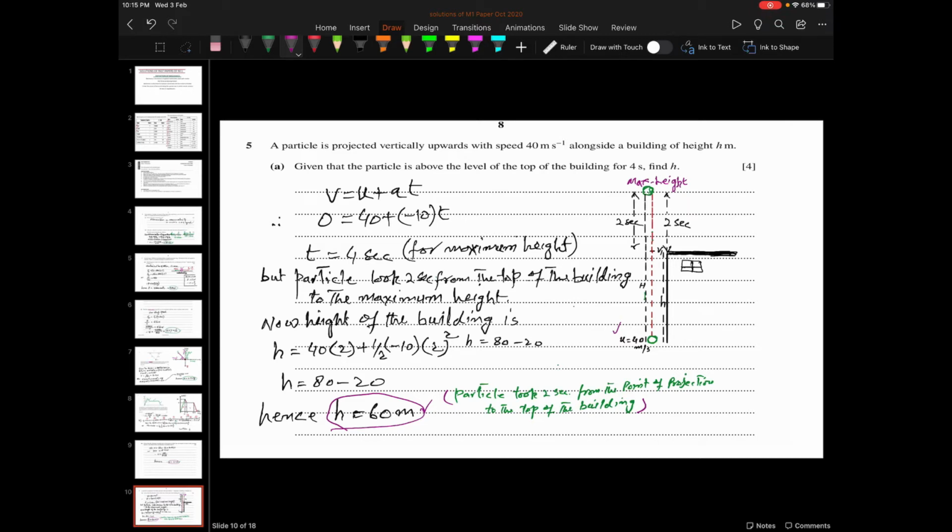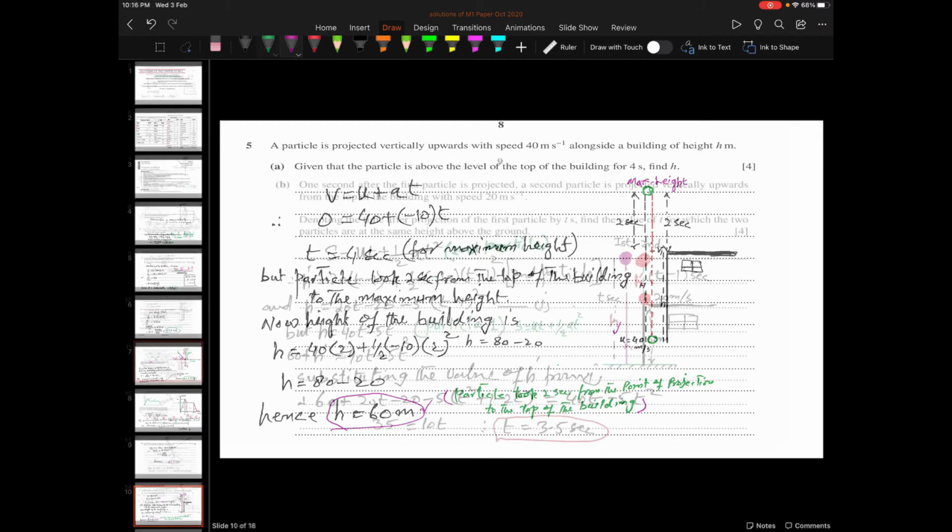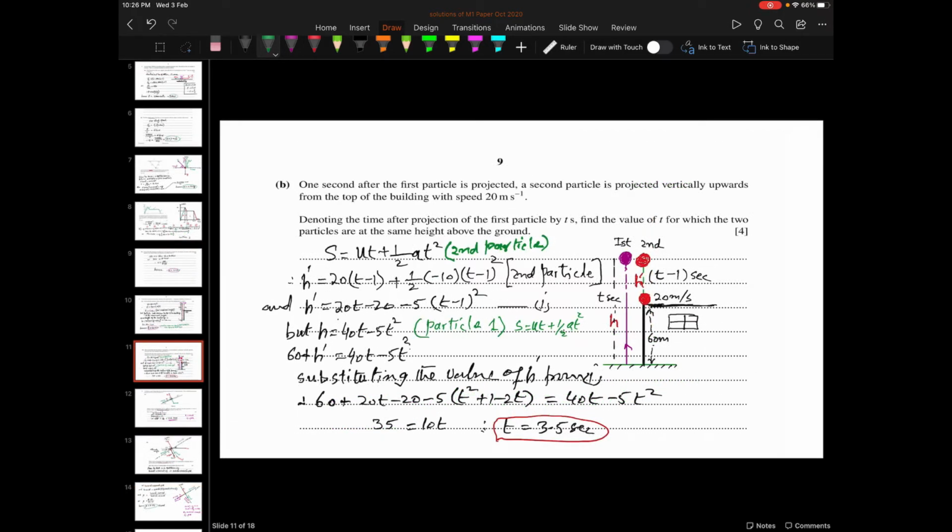Now the height of the building is h is equal to 40 multiplied by 2 plus half into -10 multiplied by 2 square, which is equal to 80 minus 20. So the height of the building is h is equal to 60 meter. I have used the formula S is equal to ut plus half at square to find the height of the building. Now B part of question number 5.